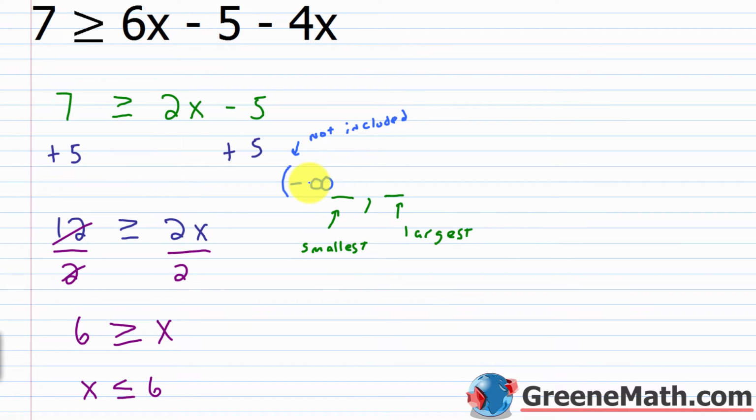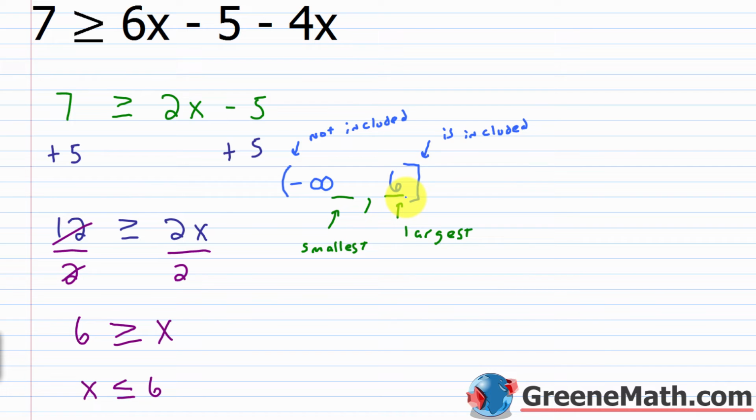Now, for the largest possible value, we know it's 6. X can go up to and include 6. So I put a 6 there, and then because 6 is included, I use a bracket, okay? This means is included. So 6 is the largest value and it's included, so we use a bracket.